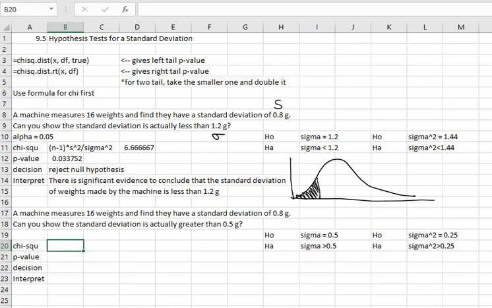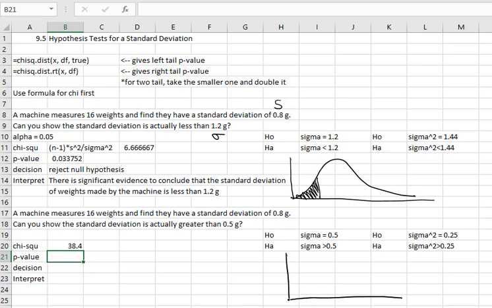For our chi-squared test statistic, it's the exact same formula. So we'll say equals, open a parentheses, the sample size is 16 minus 1, times s, the sample standard deviation of the 16 weights, it was 0.8, squared, divided by sigma, the hypothesized standard deviation of 0.5, squared. And that's going to give us a chi-squared value of 38.4.